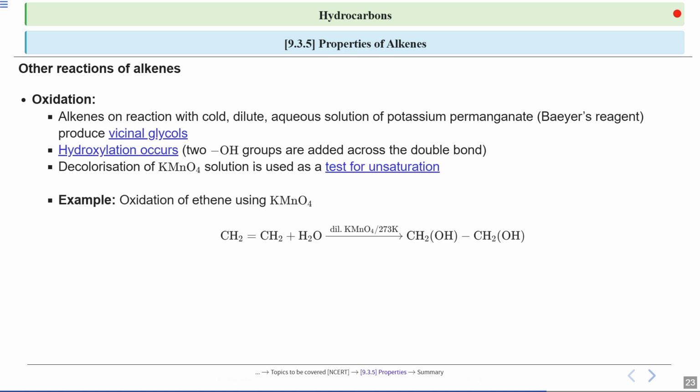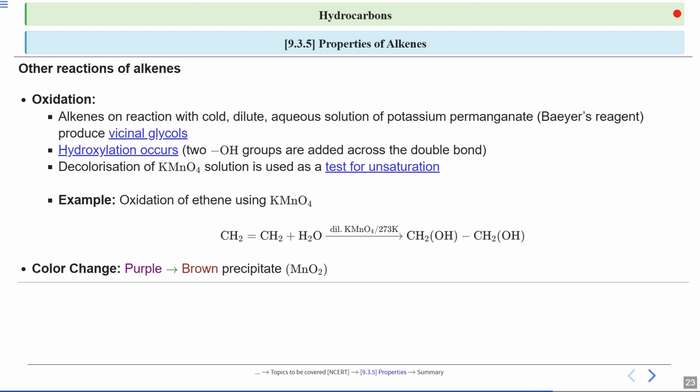We can take an example. Suppose we are taking ethene. If we add H2O in the presence of dilute KMnO4. Why are we saying it with H2O? Because it is written in the question that the whole reaction is undergoing in aqueous solution. It would result in vicinal glycol. You can see here very clearly that the two OH groups are added on adjacent carbons of the ethene.